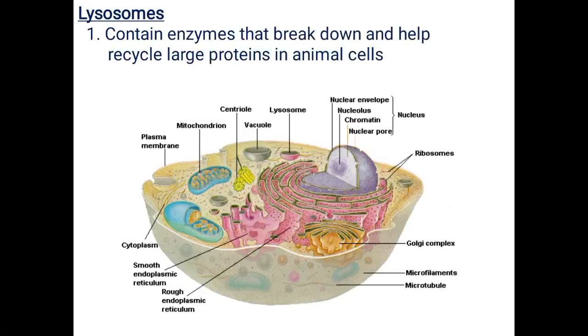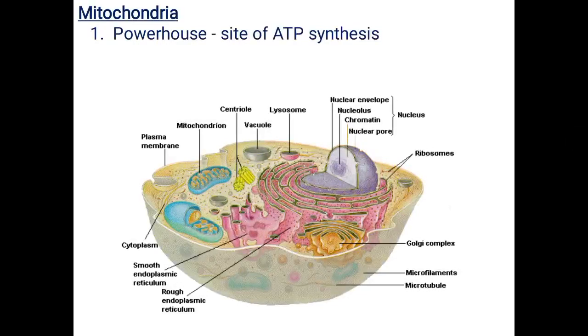Then lysosomes. These lysosomes arise from the Golgi apparatus only. They contain enzymes that break down the proteins in animal cells mainly. So next is mitochondria. Mitochondria is also called the powerhouse of the cell because it is the site for ATP synthesis, adenosine triphosphate. So it synthesizes ATP.